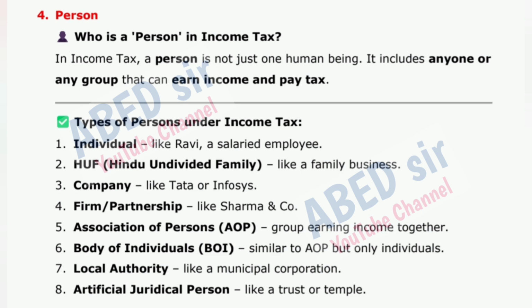3. Company like Tata or Infosys. 4. Firm, partnership like Sharma & Co. 5. Association of persons, AOP, a group earning income together. 6. Body of individuals, BOI, similar to AOP but only individuals. 7. Local authority, like a municipal corporation. 8. Artificial juridical person, like a trust or temple.